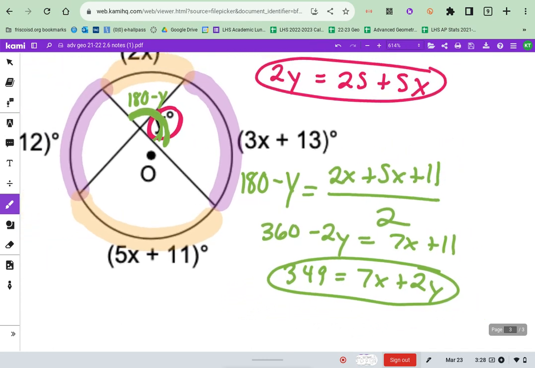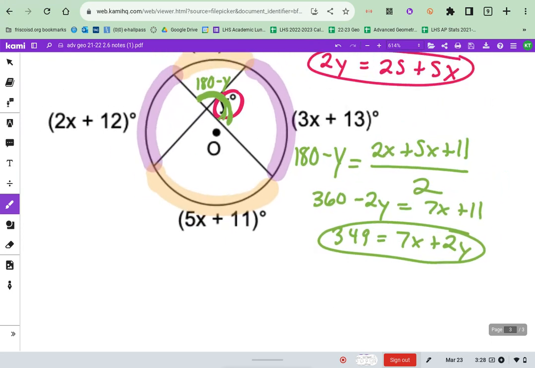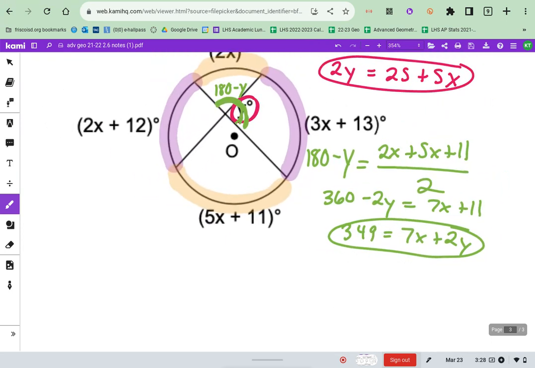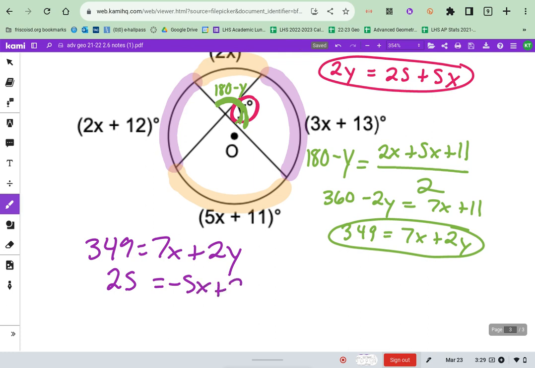Okay, so now it's time to solve the system. So I'm going to write these equations on top of each other, but I'm going to move my variables around so that all the x's are on top of each other, all the y's are on top of each other, and all the constants are on their own side of the equation. So I'll do 349 equals 7x plus 2y. And underneath that, I'm going to do 25 equals, let's see, negative 5x plus 2y.